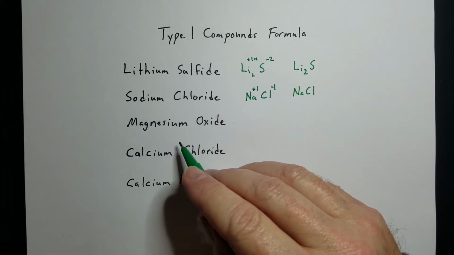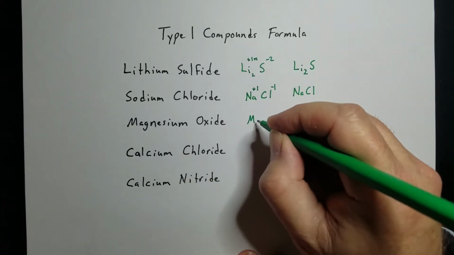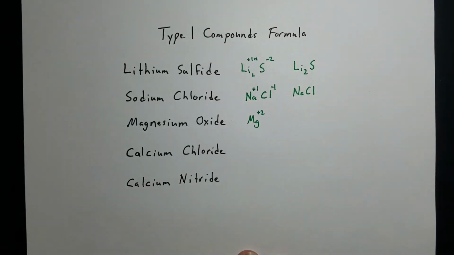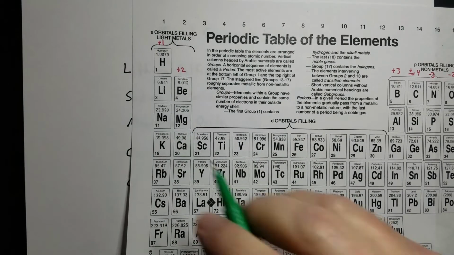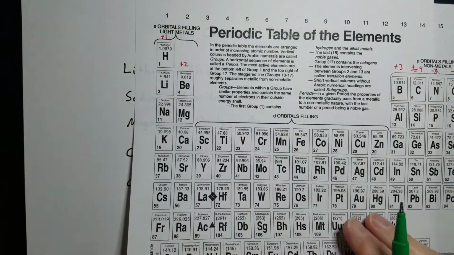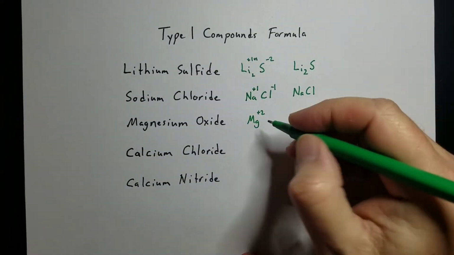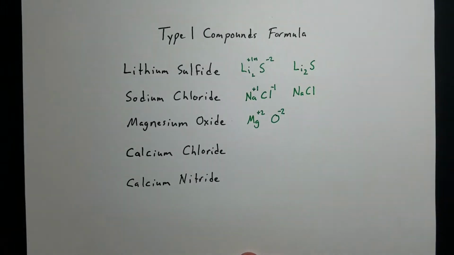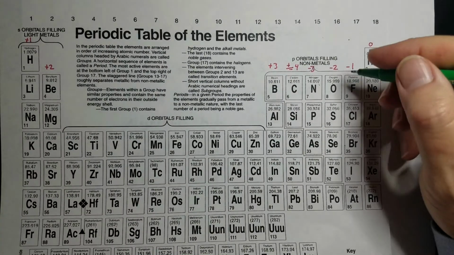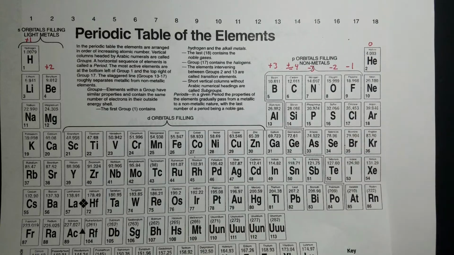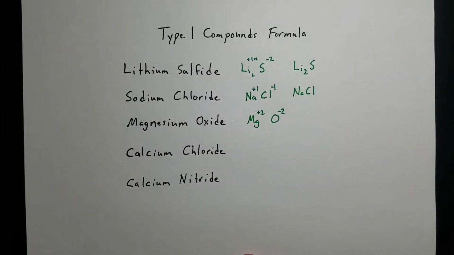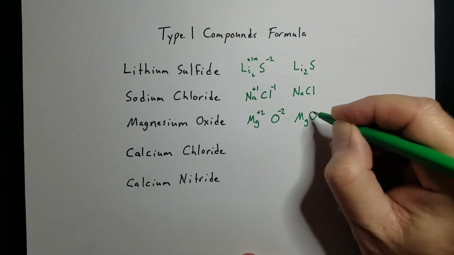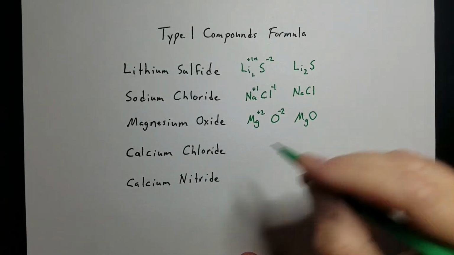Magnesium, Mg, that's actually a +2. It's over here on the +2 column. And oxide is -2. It's over here underneath -2. And again, we don't really have to do anything with those. Just MgO. There's the chemical formula.